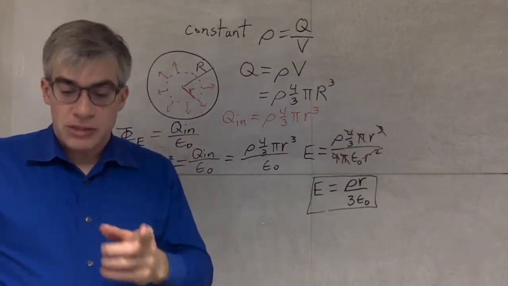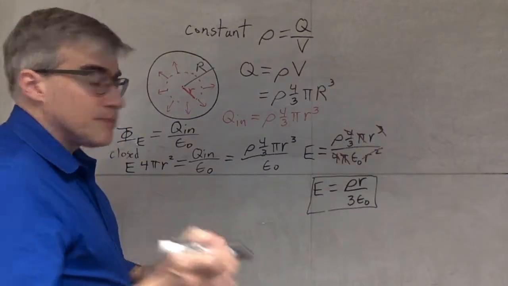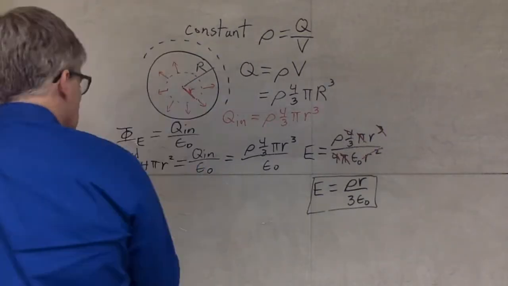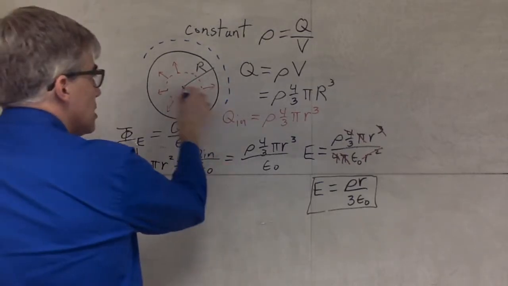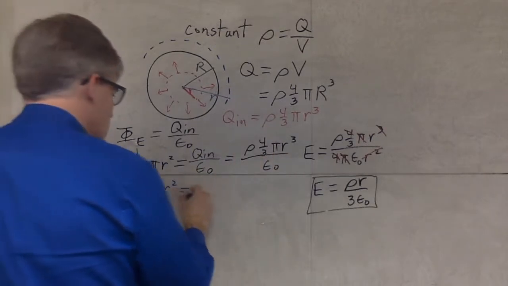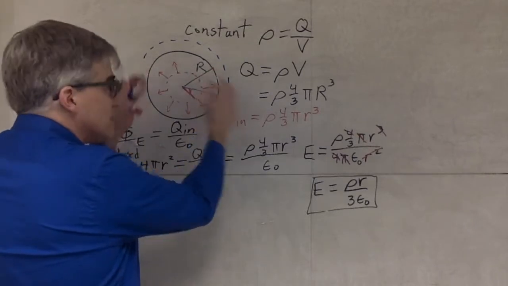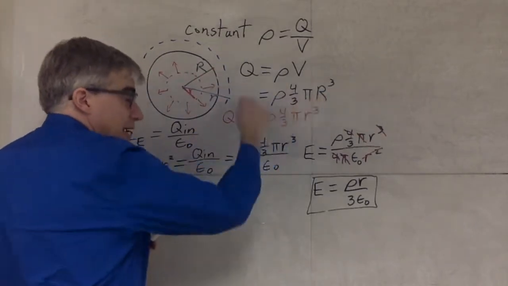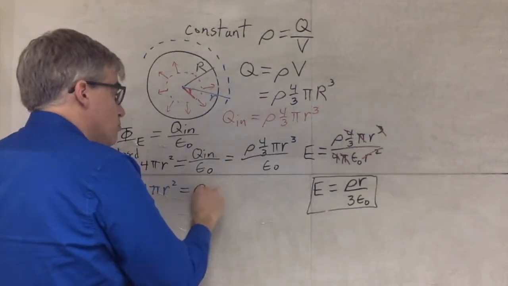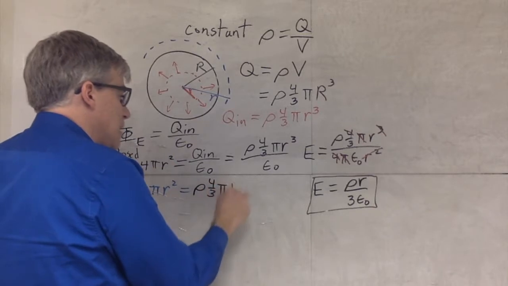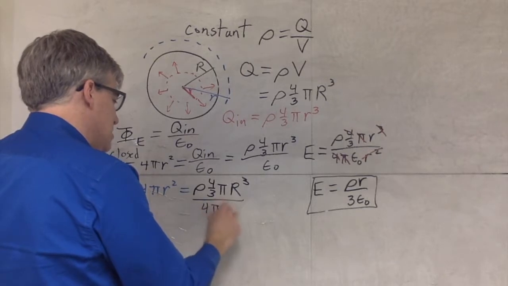Now what happens when you're past the surface? When you're past the surface, the math changes because some of these little r's become big R's. If we are out here, we still have E times 4 pi little r squared, because that's our Gaussian surface, but now little r is greater than big R. But the Q inside, the charge only goes out to big R. This is the grand total charge. You don't get any more than that. So that means the charge inside would be rho 4/3 pi big R cubed. And then we could divide by 4 pi little r squared.